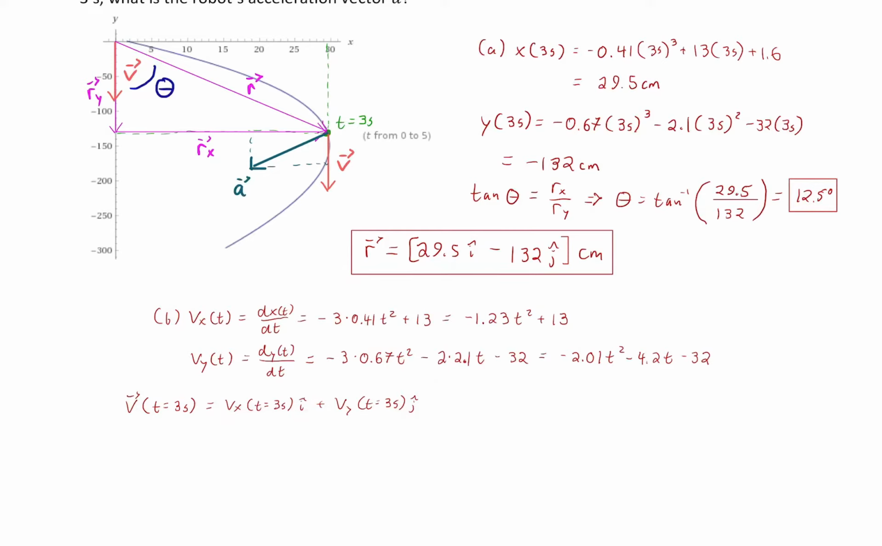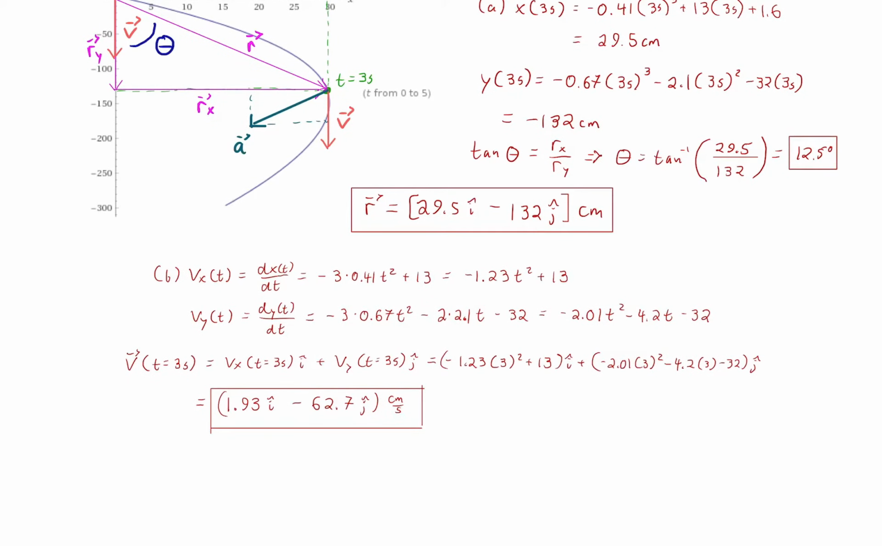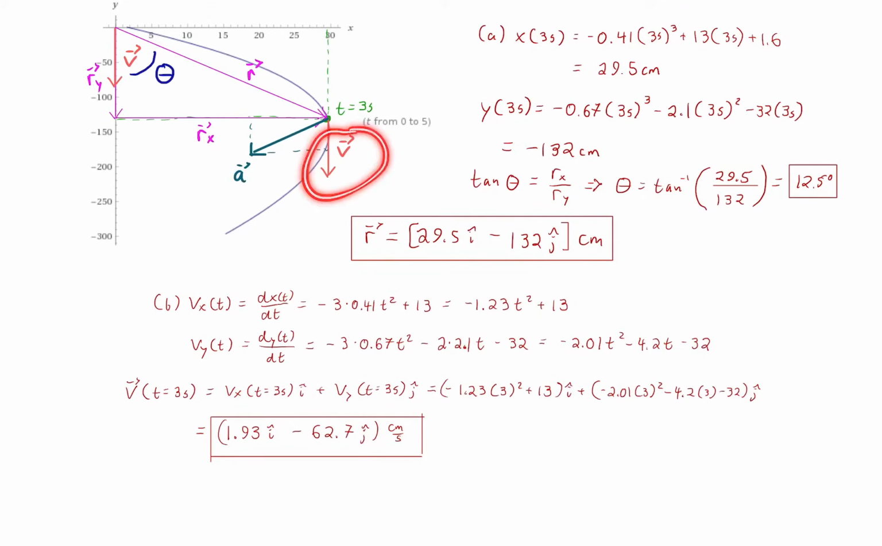So that's the thing, right? The coefficients that we multiply by the unit vector can be themselves functions. No problem. Absolutely they can be. So I'm just plugging 3 seconds into each of them. Do the calculation, and I get 1.93 i hat, so a very small x component, and negative 62.7 j hat. Indeed, a substantial negative y component, pretty consistent with this vector sketch that shows it pointing more or less straight down. And the units there would be centimeters per second.